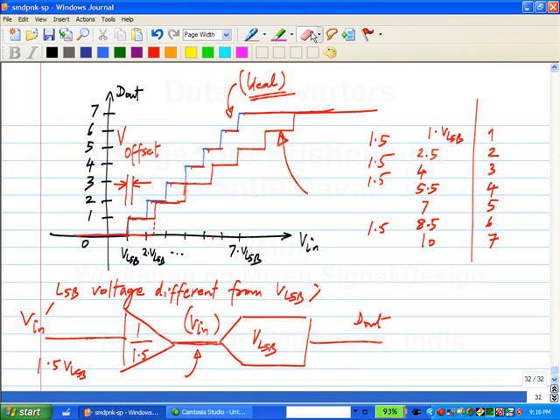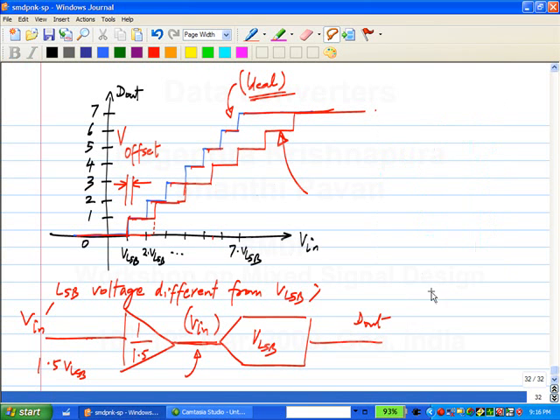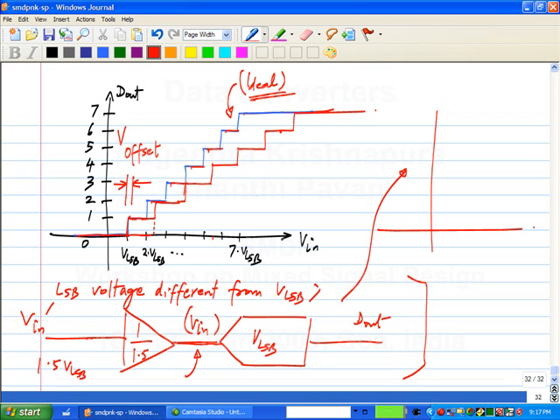First let's evaluate exactly what kind of characteristic this block will give you. The block diagram I have below, what will be the input-output characteristic of that? Will it be exactly the same as this? Where will be the first transition? Initially, of course, if the voltage is very small, the output code will be 0. When will it change to 1? What is the input voltage at which it will change to 1? 1.5 VLSB, right? If I have 1.5 VLSB here, I'll have 1 VLSB here.